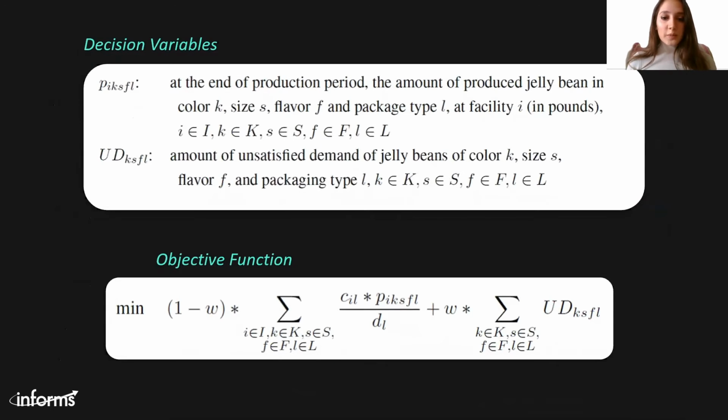The decision variables: P is the production amount for each type of jelly beans at each facility. And UD is the amount of unsatisfied demand for each type of jelly beans. And the first part of the objective represents the production cost, and the second part is the amount of unsatisfied demand.